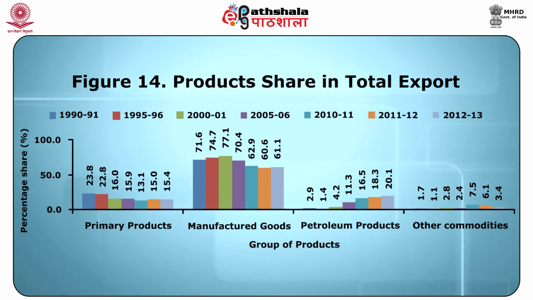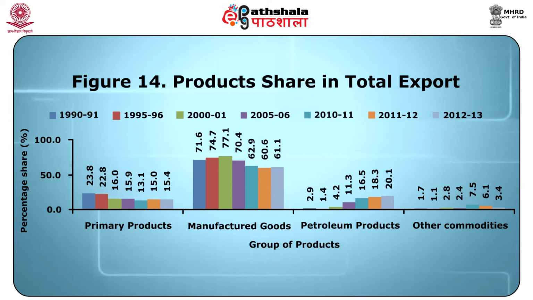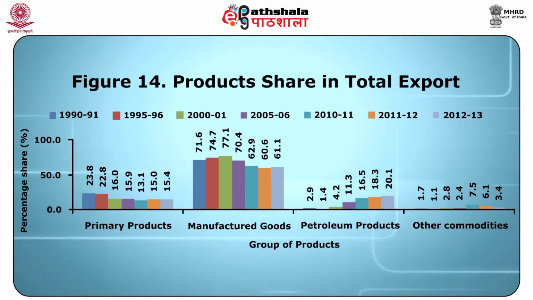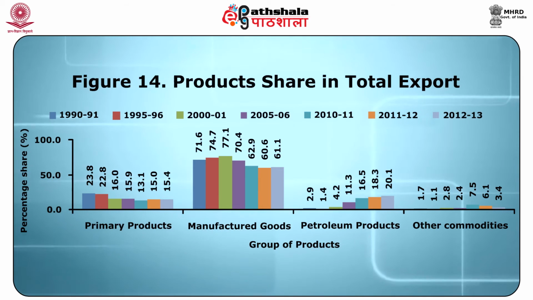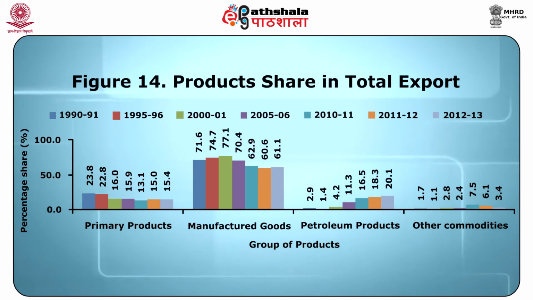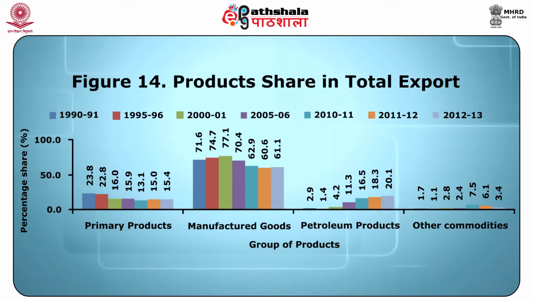The share of petroleum products which are exported by India to other countries has substantially increased from 2.9% in 1991 to 20.1% in 2012-13. The increase in India's share in petroleum exports can be seen as a rise in the world demand for petroleum products in the recent past.